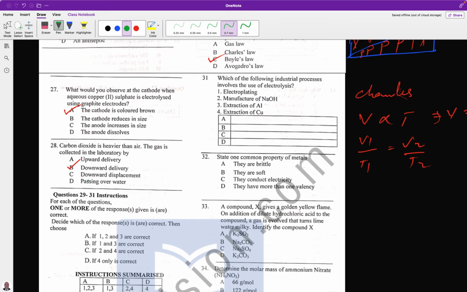Which of the following industrial processes involve the use of electrolysis? Okay, electroplating. In electroplating, that's good. You are electroplating like a sieve, like a spoon, all those things. It involves electrolysis. Good.